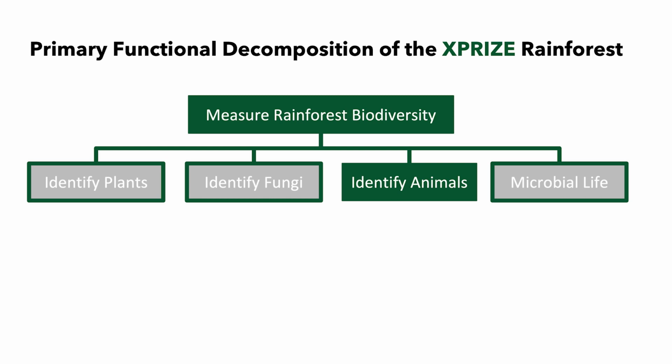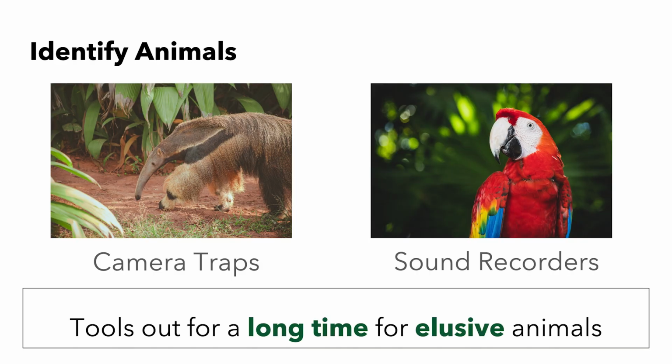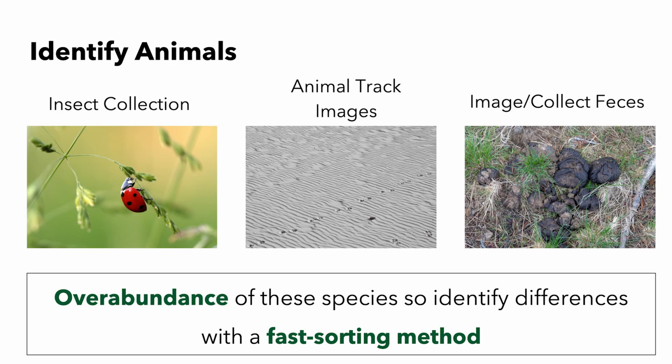Now let's go back to our lists and look at identifying animals. Experts once again helped us determine the data needed to identify the species of animals that are in the rainforest. The big problem is that animals are either elusive and rare, such as predators, or so abundant that you get overwhelmed with their diversity, like insects. So camera traps and sound recorders needed to be out for a long time to catch the elusive species, and abundant species need a fast sorting method that can clearly identify differences.